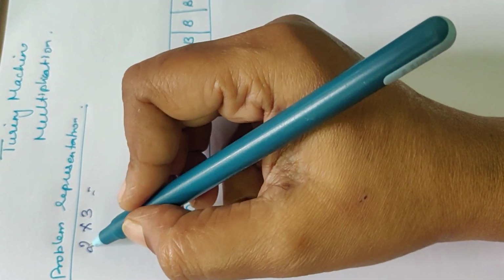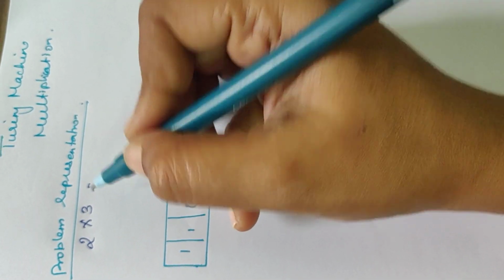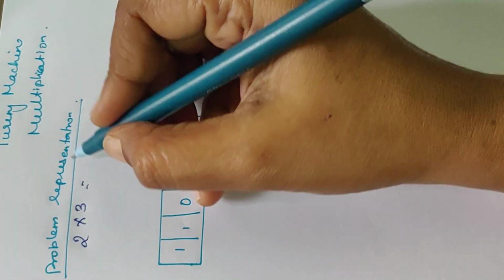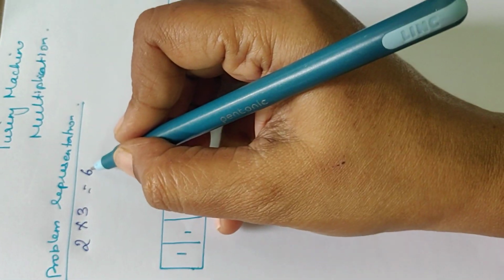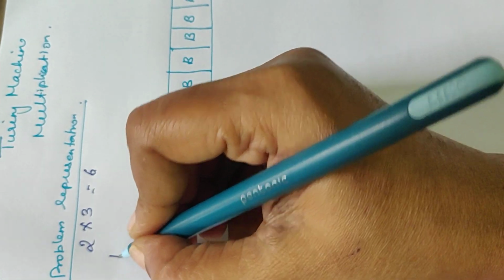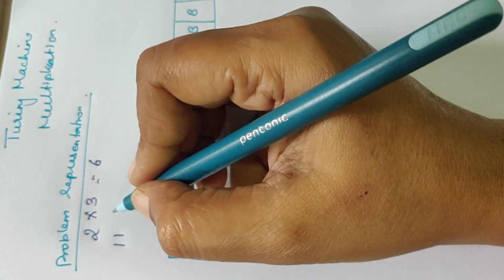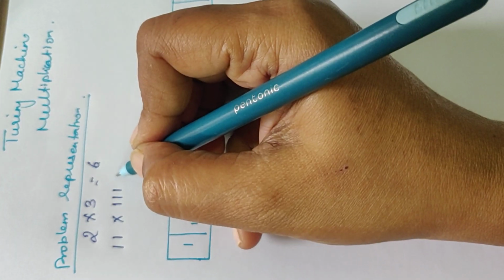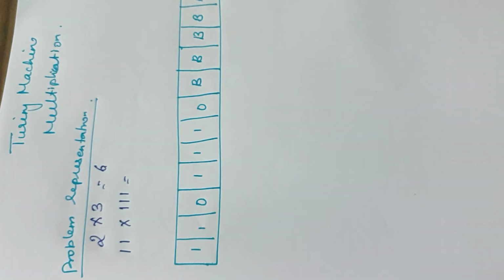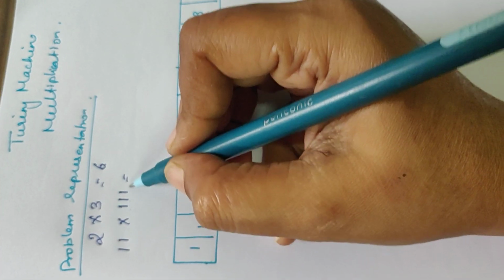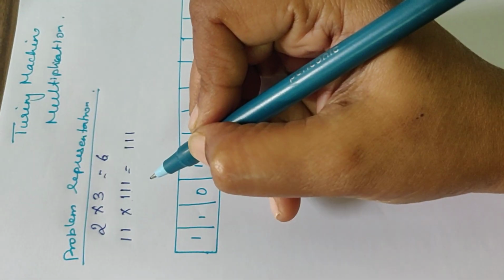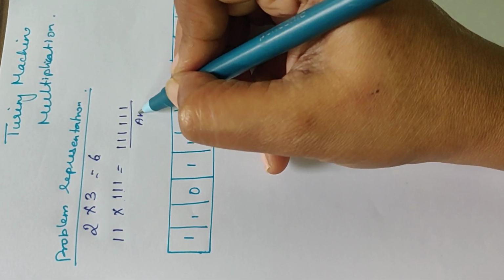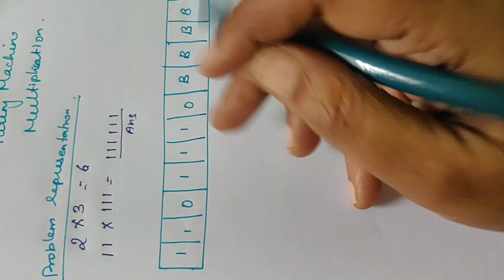As you know, multiplication is repetitive addition. So the result I am going to get is 6, right? I am going to use 2 ones to represent this 2 and 3 ones to represent this 3. And what I am going to do is copy and paste these 3 ones twice. So I will get this as the answer. Right? So I am going to copy this operand.